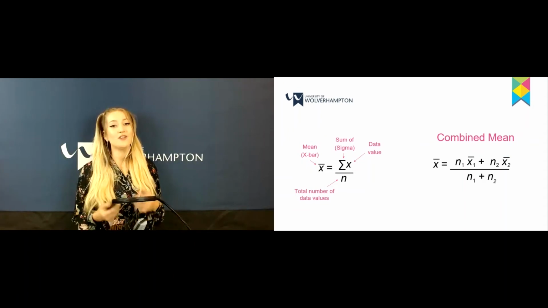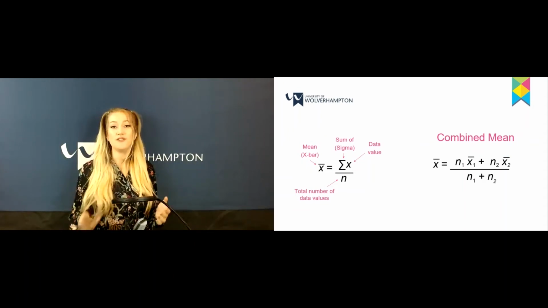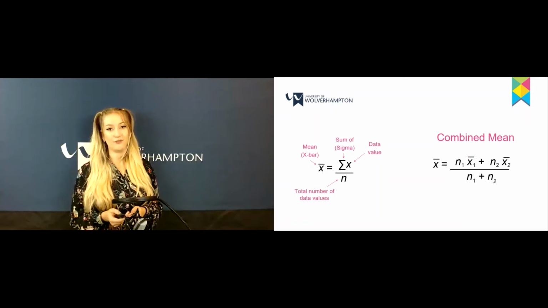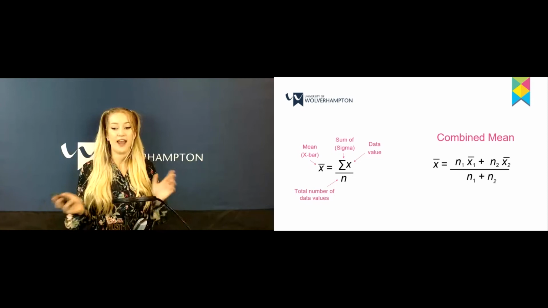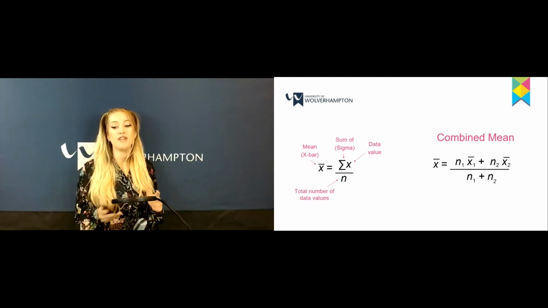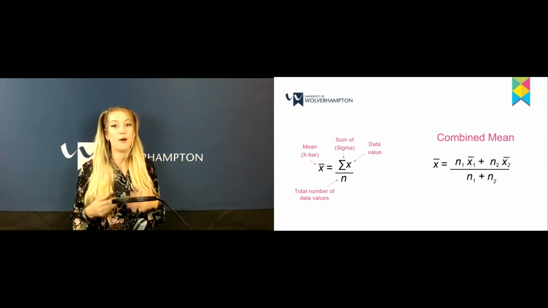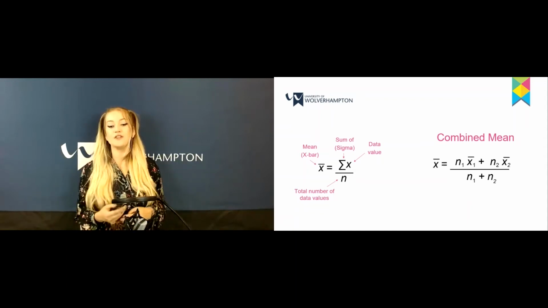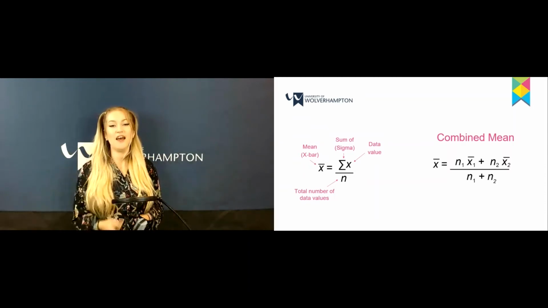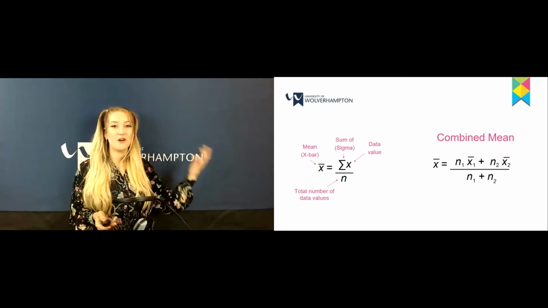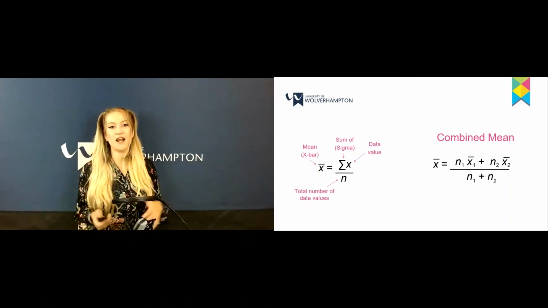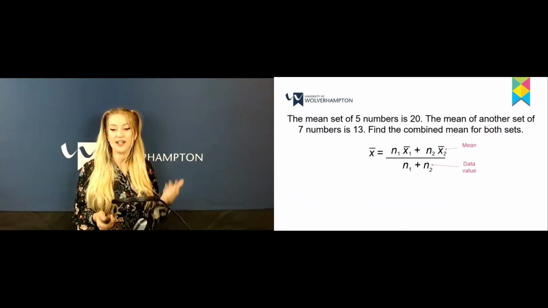There is a way to work out a combined mean of two different data sets too, and this is the formula on the right. So again, you have your X bar, and then you have your formula, which is the total number of data sets multiplied by the mean, plus the total number of data sets for your second data set multiplied by the mean, and then divided by data set 1 and then data set 2. So we'll put that into practice now just so it makes a bit more sense visually.